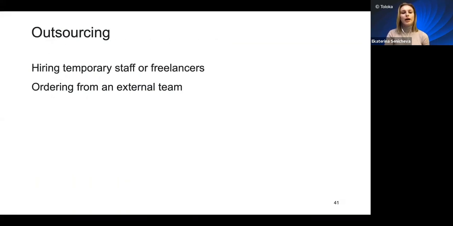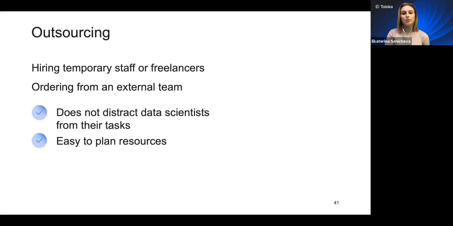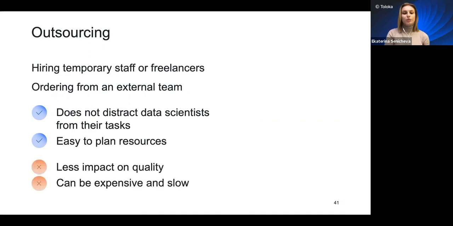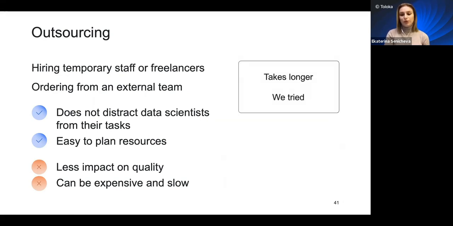The second approach would be to use outsourcing. It's when you are hiring temporary staff or freelancers, or you might just order labeling from an external team. So what are the benefits? It does not distract data scientists from their tasks, and they can focus on tuning and creating algorithms. It is easy to plan your resources. But from the drawbacks, you have less impact on quality, and it can be very expensive and very slow. It takes longer, believe me, but try it.